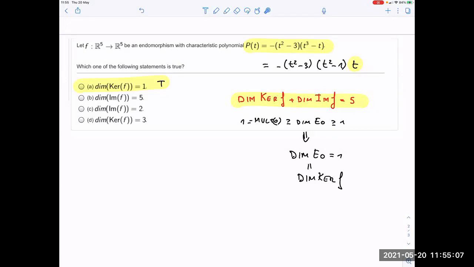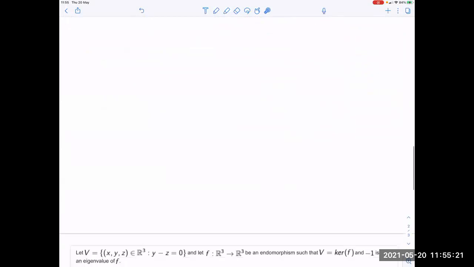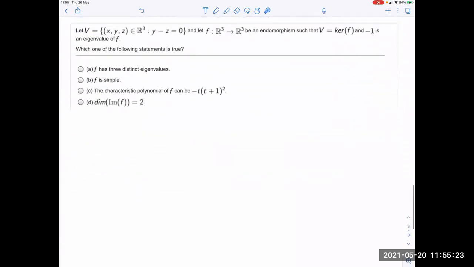Okay, I see. No problem. The fact is that you see, since the dimension of the kernel is 1, and 5 minus 1 is 4, the dimension of the image is exactly 4. Okay, good. Let's move to the next one. So what can you say about this one? Which option do you prefer? A, B, C, or D?